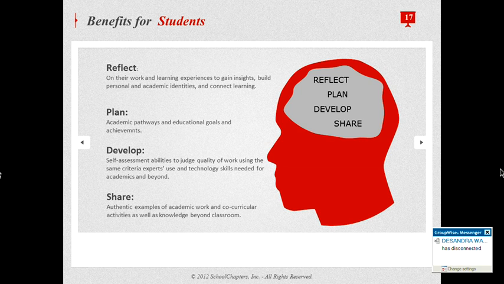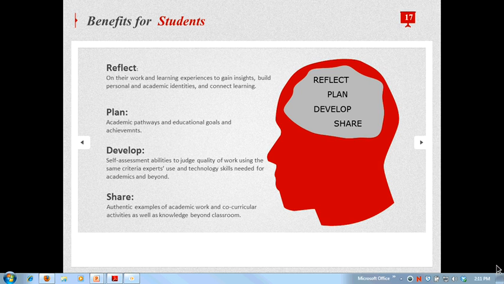They can plan their academic pathway, and they can look at their educational goals and their achievements. It also gives them a chance to develop a method to reflect and assess their quality of work. They also developed a very keen eye for the standards. They could look at an assignment and say, oh, this does match Standard 3 and I understand why. So they developed really good self-assessment abilities.